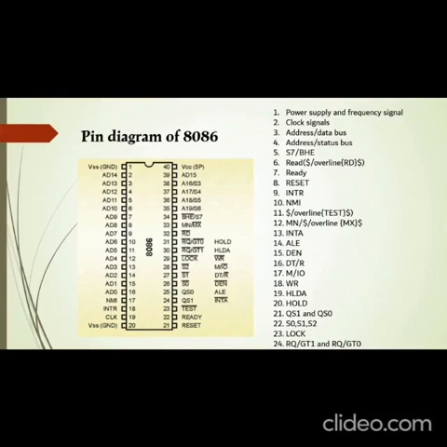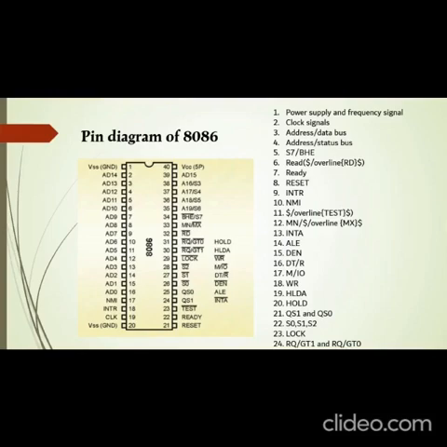DEN stands for data enable and is available at pin 26. It is used to enable the transceiver 8286. DT/R stands for data transmit or receive signal and is available at pin 27. M/IO. This signal is used to distinguish between memory and input/output operation. When it is high, it indicates input/output operation, and when it is low, it indicates the memory operation. It is available at pin 28.